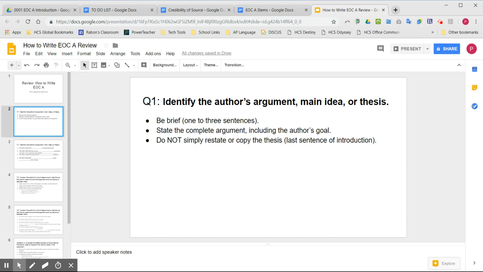For this one, there's no reason to quote. So if you simply pull a quote or an excerpt from the piece, you may score a failing grade, because there's something there that may identify part of the claim, but it is going to be a failing grade if you cannot restate the overall argument, not simply the thesis of the last sentence of the introduction.